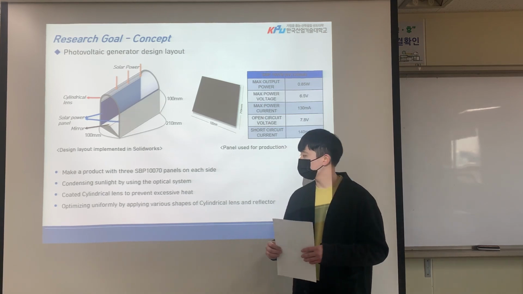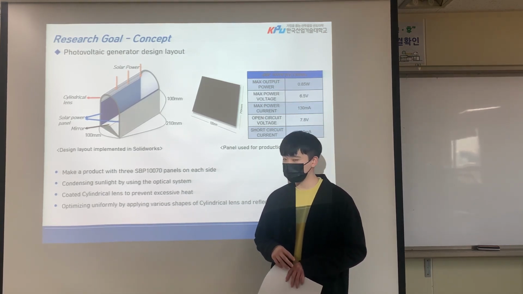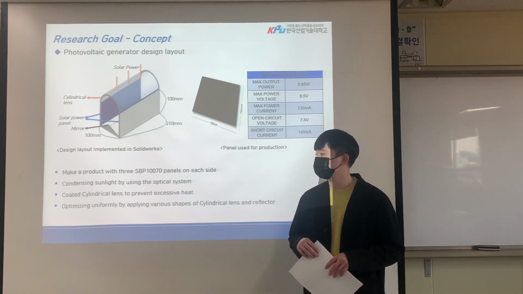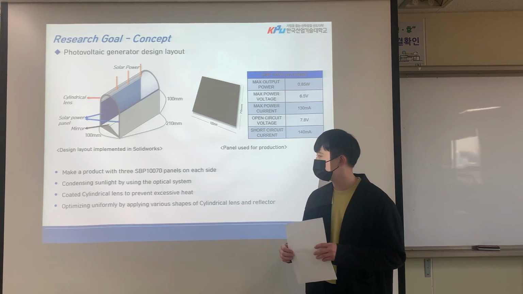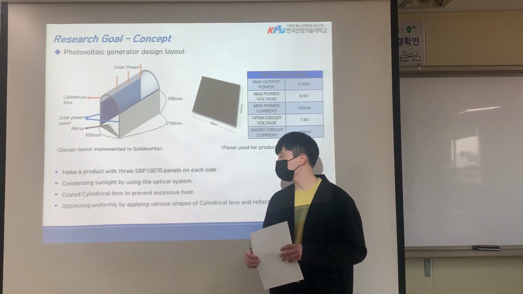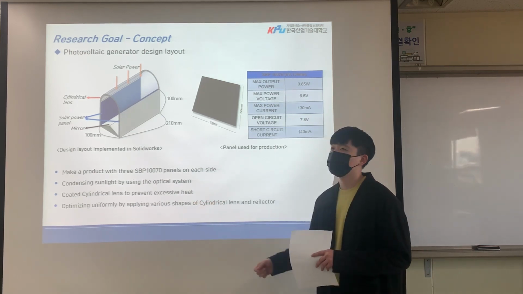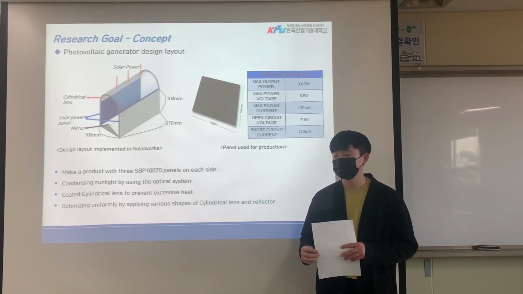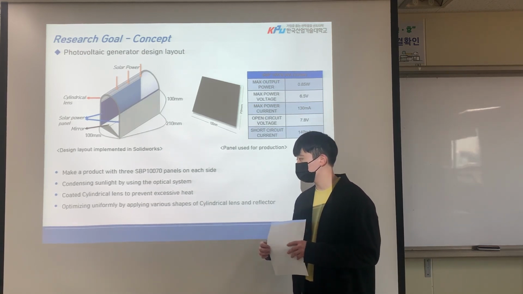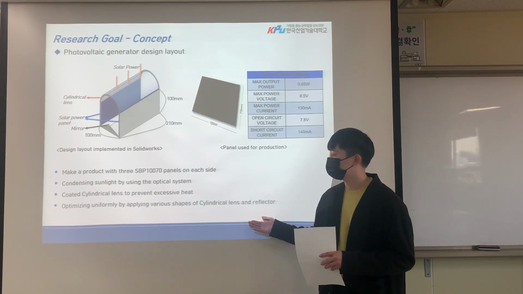The concentrated sunlight will be incident on the cylindrical lens, fit into the mirror, and spread uniformly. In addition, the cylindrical lens will be coated to prevent excessive heating by allowing only 300 nanometers to 1100 nanometers, which are solar wavelengths, through. We will be optimizing by applying various shapes of lens and mirror.